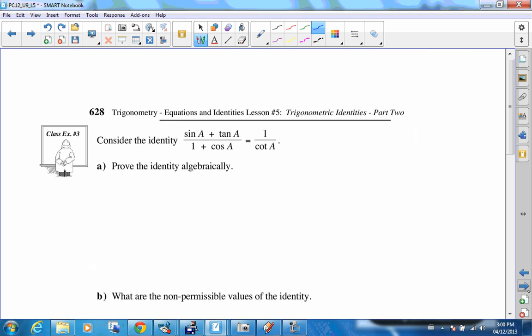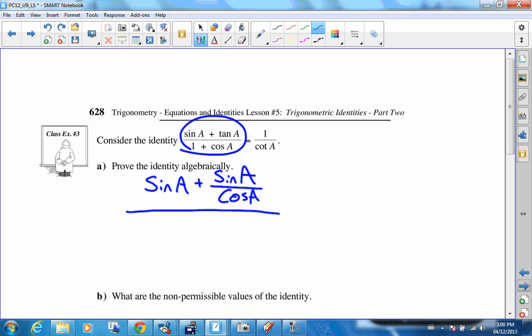This one here, I usually start with the more complicated side. So I'm going to start with this. So I'm going to turn everything into sines and coses. Now note that 1 plus cos A, that's going to be an important feature later on. I'm going to deal with the numerator though first.